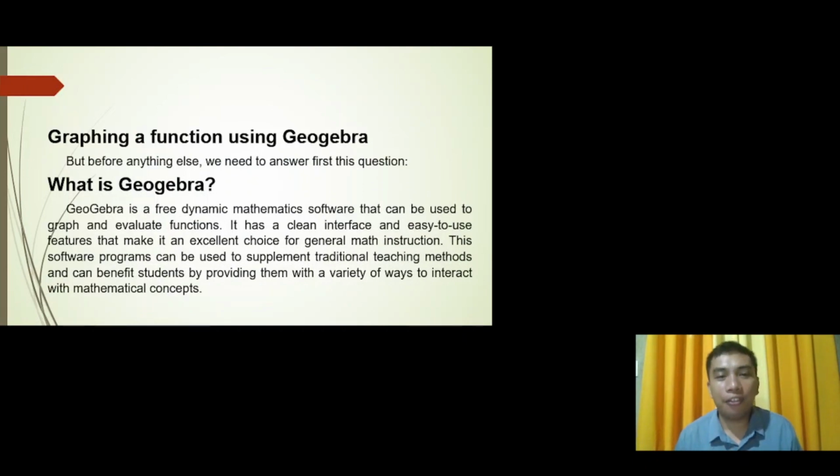Okay, so you have there graphing a function using GeoGebra. But before anything else, we need to answer first this question. What is GeoGebra? GeoGebra is a free dynamic mathematics software that can be used to graph and evaluate functions. It has a clean interface and easy to use features that make it an excellent choice for general math instruction.